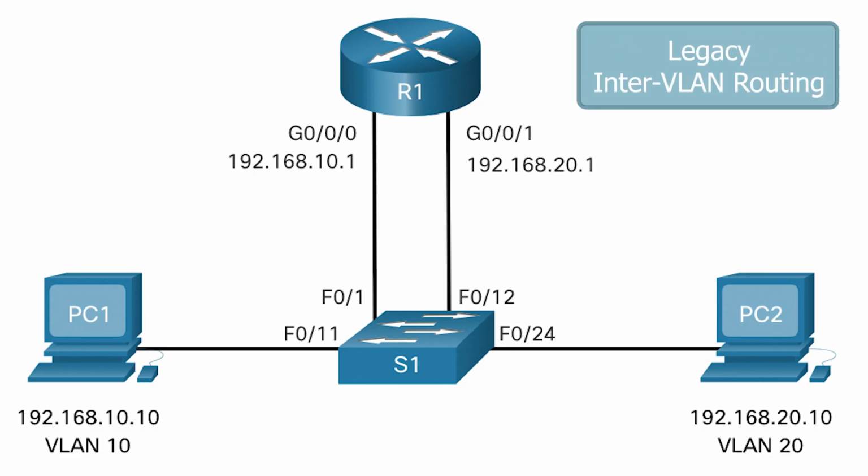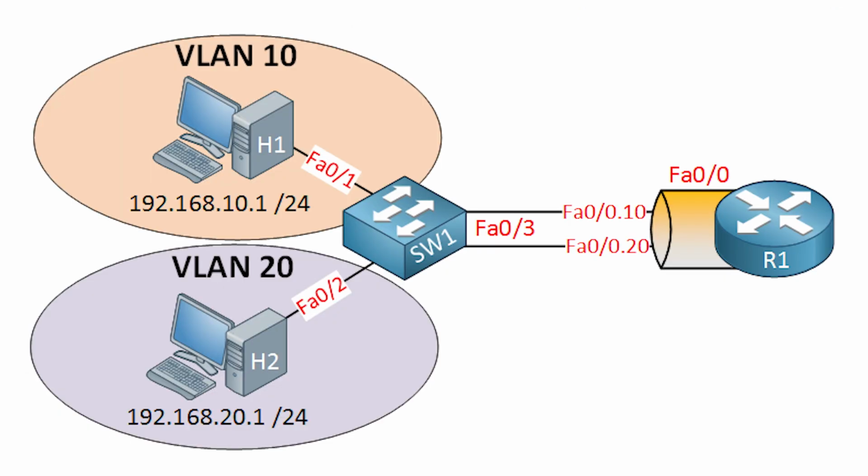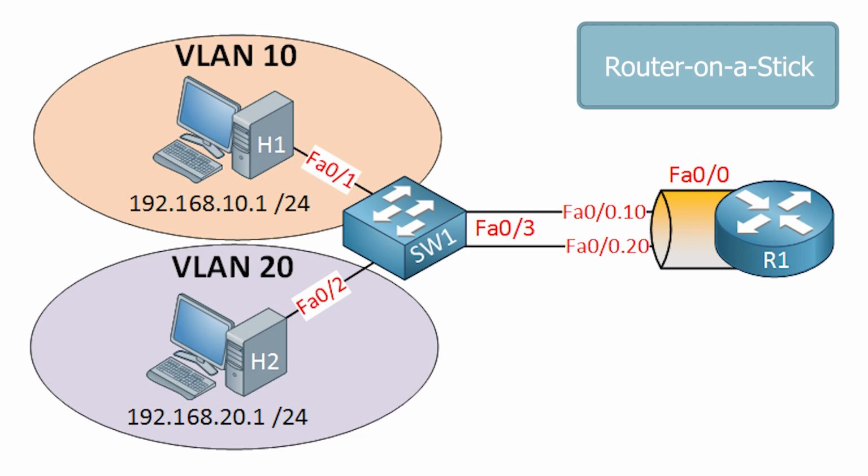The first method uses a separate physical connection for each VLAN. This doesn't scale well, since a large network with many VLANs would require a lot of physical links. The second method uses a single physical connection, but creates multiple logical sub-interfaces on it. This is more efficient, and it's the method we'll use in this tutorial.